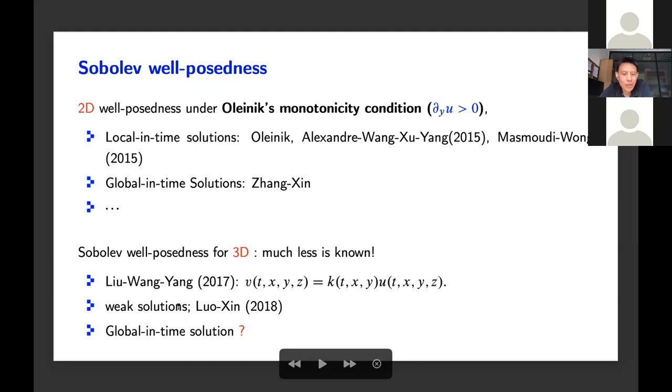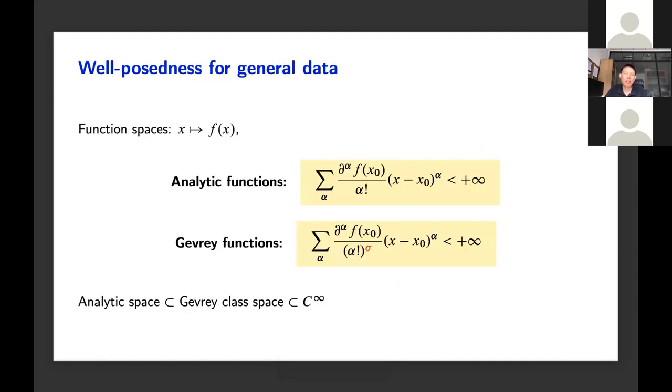Another one is a weak solution due to Tianwen Luo and Zhouping Xin. And our formation works are local solutions. So far, the global time solution still remains open. This is the Sobolev setting. And another setting is about generalized data, that means we don't impose any structure assumption. So this is the analytic Gevrey setting.